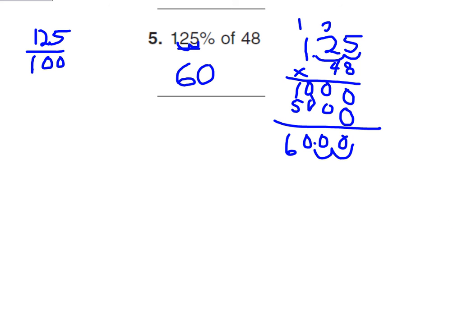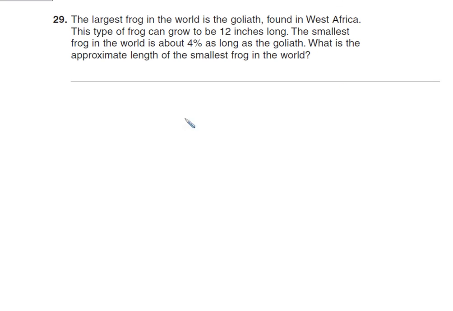Let's look at the word problem, the last one. The largest frog in the world is the Goliath, found in West Africa. This type of frog can grow to be 12 inches long. The smallest frog in the world is about 4% as long as the Goliath. What is the approximate length of the smallest frog in the world? So it's 4% of 12 inches.